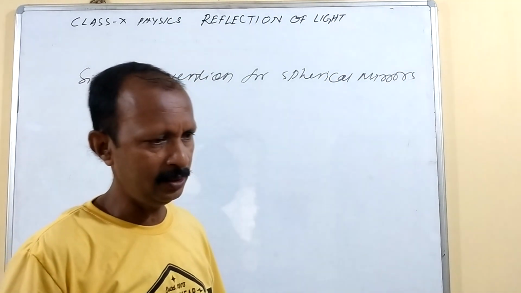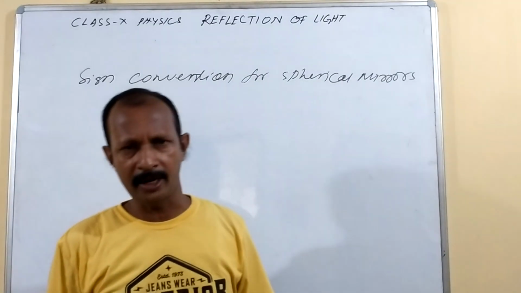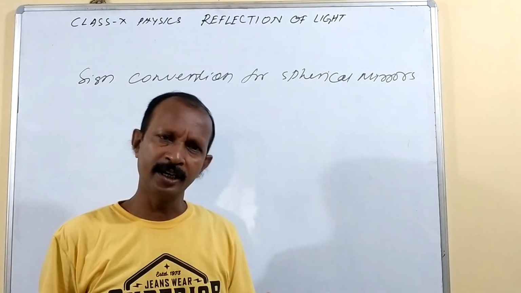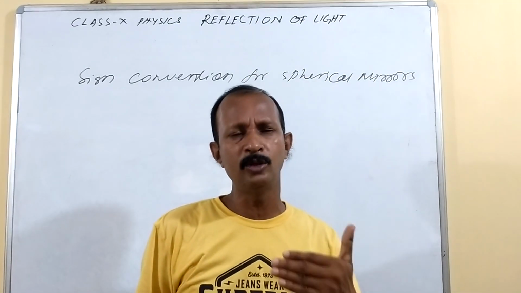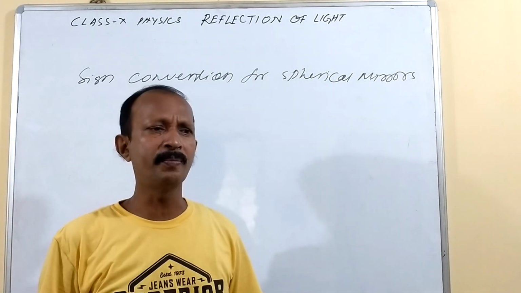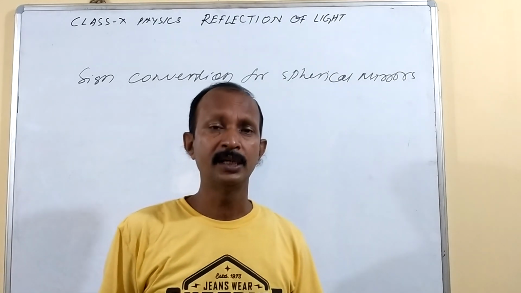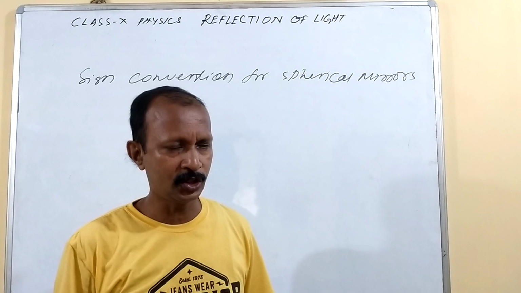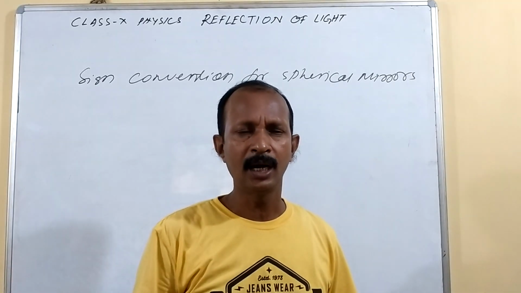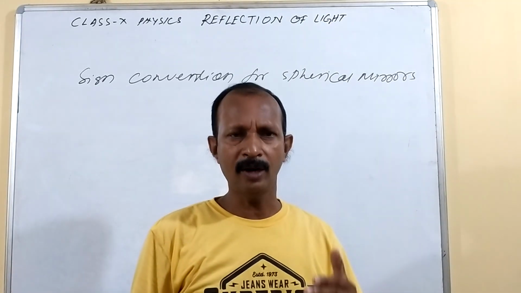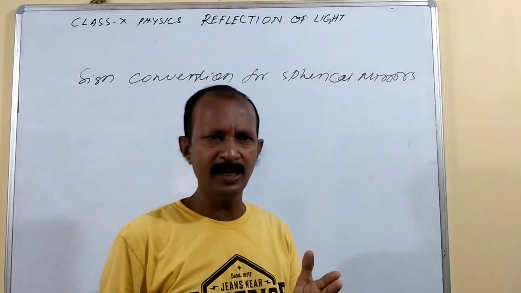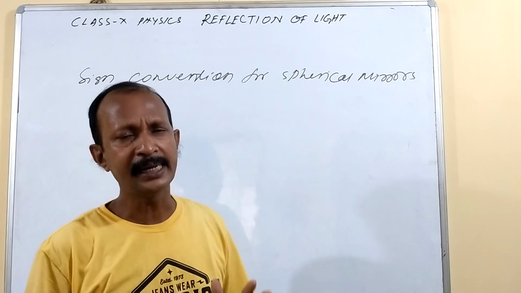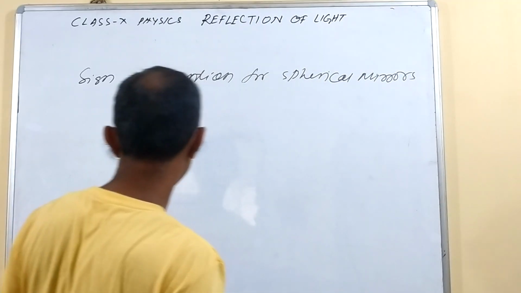What sign convention? When we draw the ray diagram, we found the image at different positions depending upon the position of the object. Then how to measure this object distance, image distance, focal length, radius of curvature, height of the object, height of the image? For that purpose, sign convention is very essential, whether we write it as positive or negative. So what are the sign convention rules?